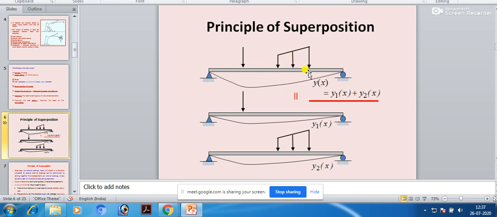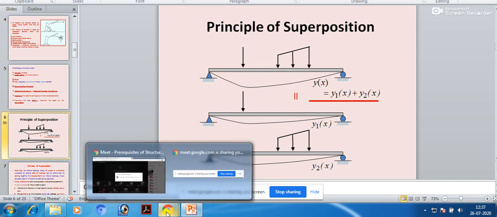If you want to find out y(x), the deformation at different points of the structure, then what will happen?